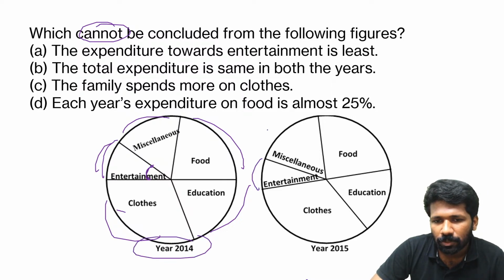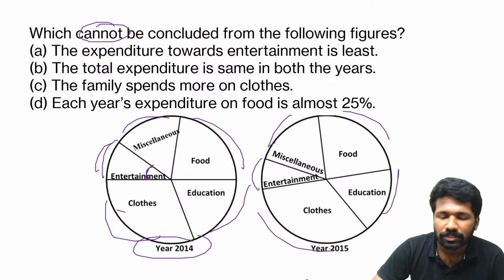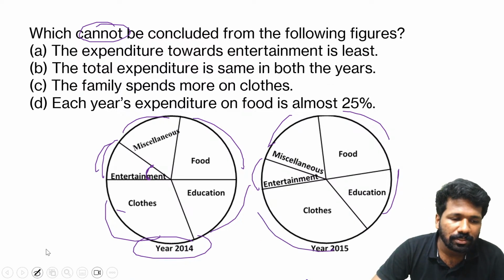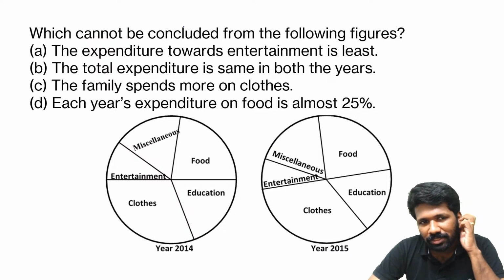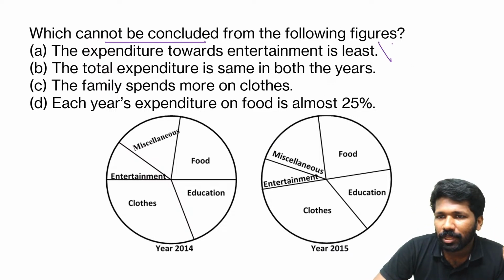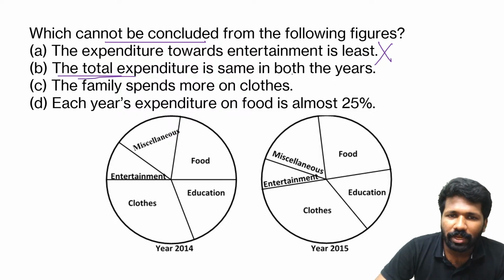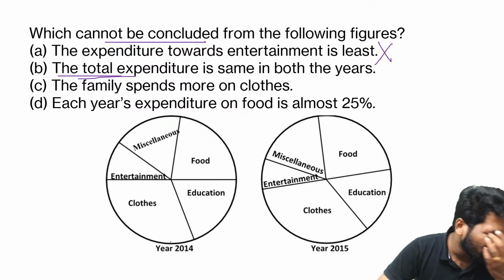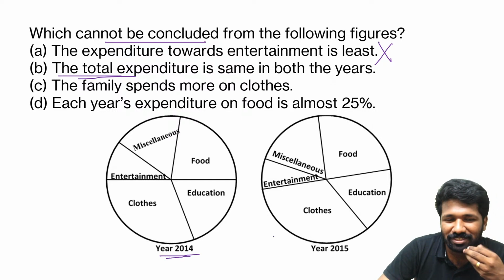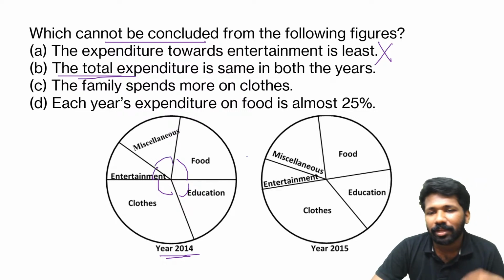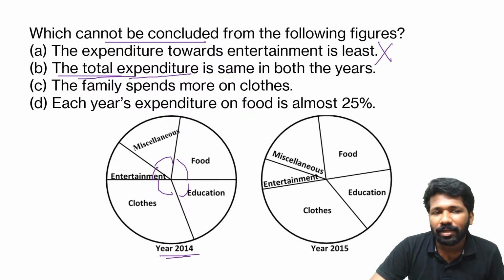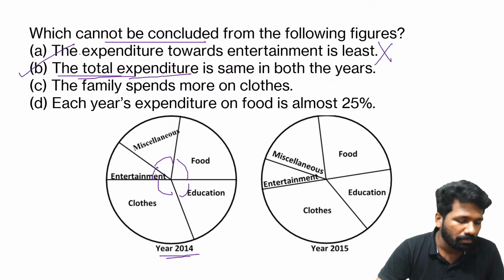In 2015 also, this is smaller than this and this. So clearly entertainment is least, you can conclude it. The question is asking which cannot be concluded, so clearly option A is wrong. Second option: total expenditure is the same in both years. For knowing total expenditure, it should be mentioned, or we need to know the values of all these five segments so that we can add them to get the total. Both are not given, which means total expenditure cannot be found from the given data. So the statement that cannot be concluded is option B. All of you understood this?